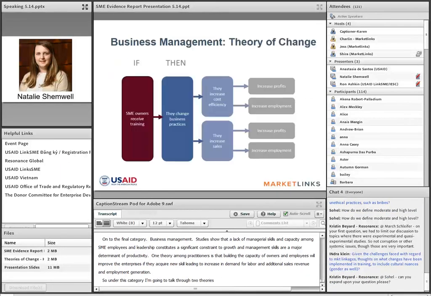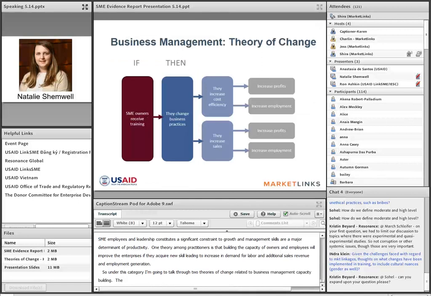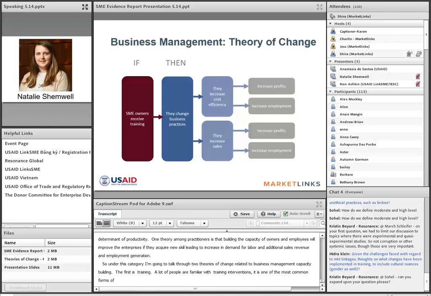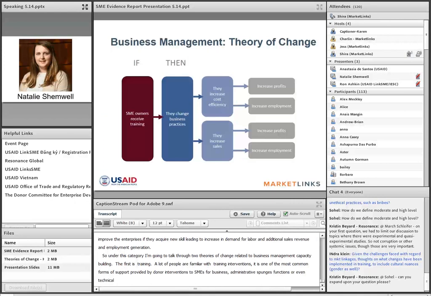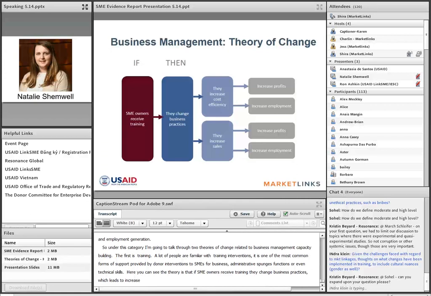So under this category, I'm going to talk through two theories of change related to business management capacity building. The first is training. So I think a lot of people are familiar with training interventions. Training has become one of the most common forms of support provided by donor interventions to SME owners and employees to improve their business practices, core management, and administrative functions, or even technical skills. So here you can see the theory is that if SME owners receive training, then they change business practices, which leads to an increase in sales or cost efficiency, and therefore increasing their profits or employment.